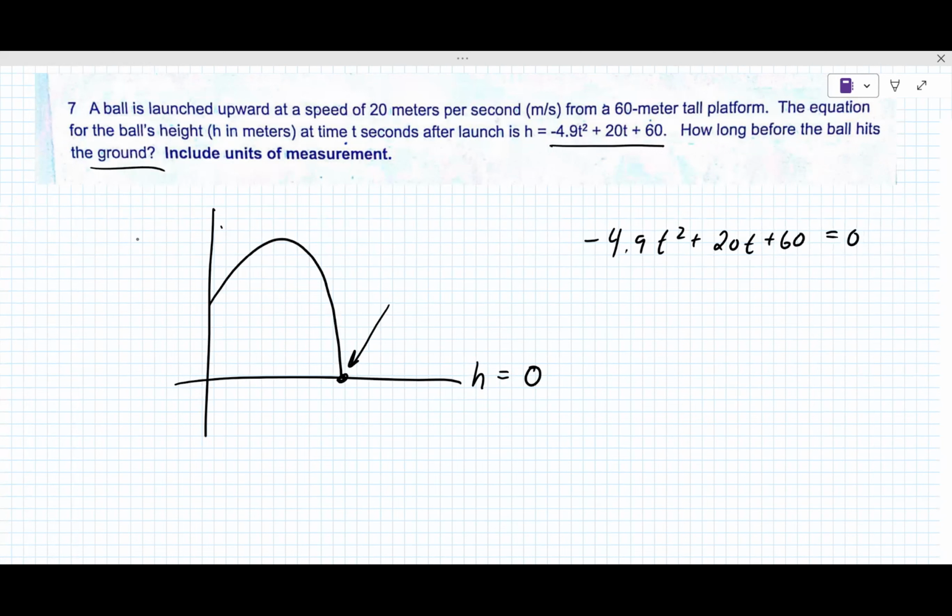How might you solve something like this? Like the way we did last problem? This one doesn't factor well, unfortunately. So when it doesn't factor well, what's the backup plan? What always works? What did we do yesterday? Quadratic formula. Yeah.